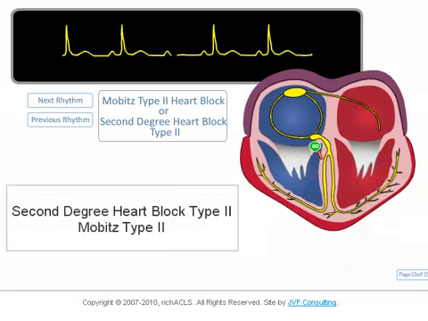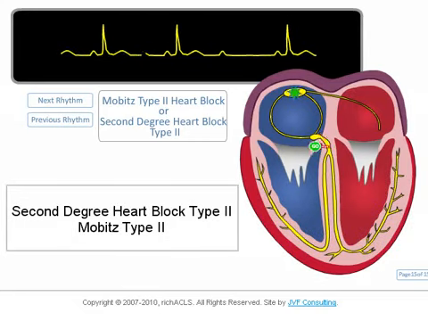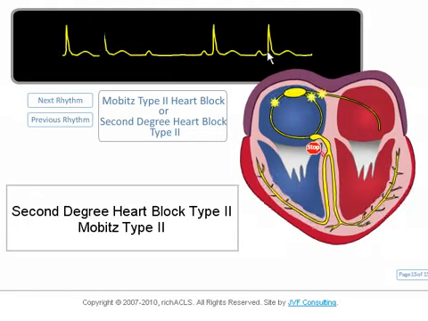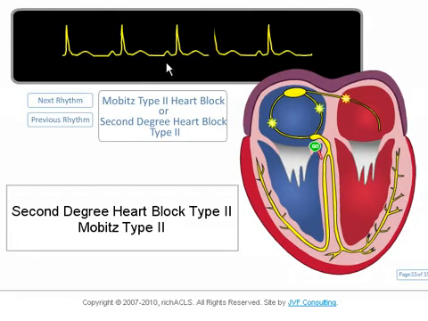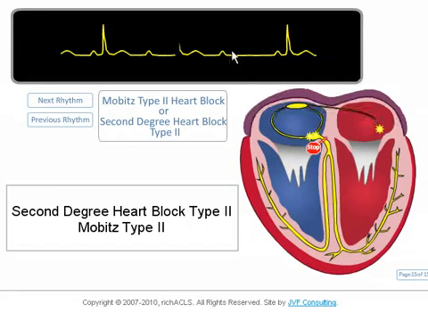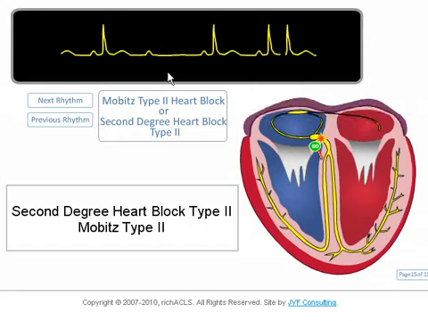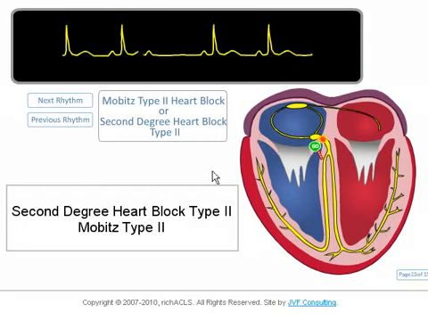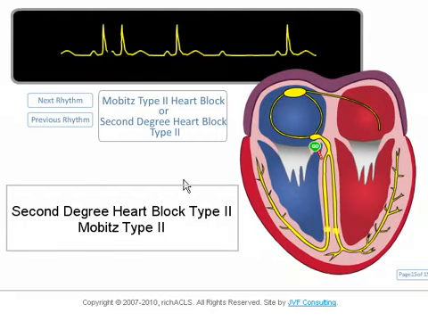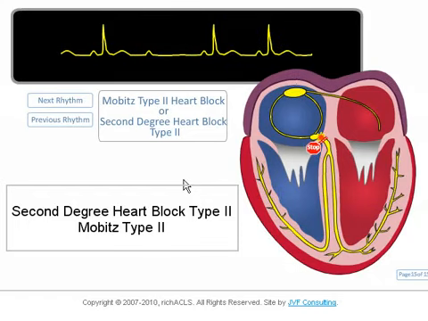Here is second degree heart block type 2. In this rhythm, the PR interval is consistent, unlike the progressive lengthening PR interval with the type 1 heart block. Like type 1 heart block, there is an occasional beat not conducted, and the problem again lies with the AV node. But the possible complication with this block to complete heart block makes it a much more serious situation. Type 2 heart block is caused by damage to the AV node from disease or ischemia.